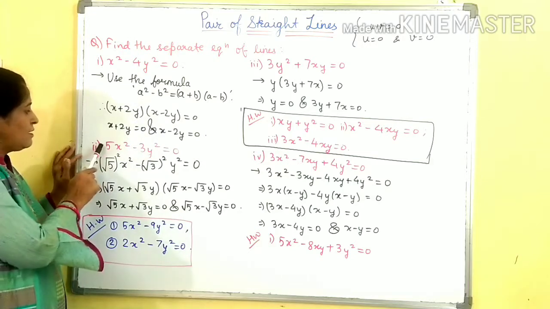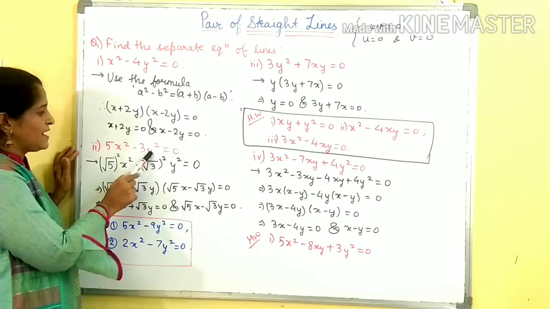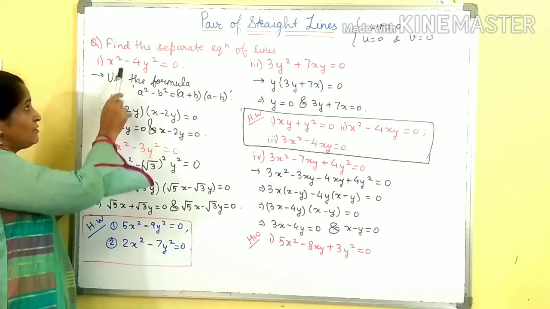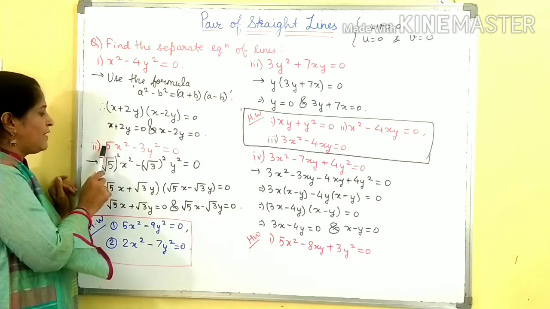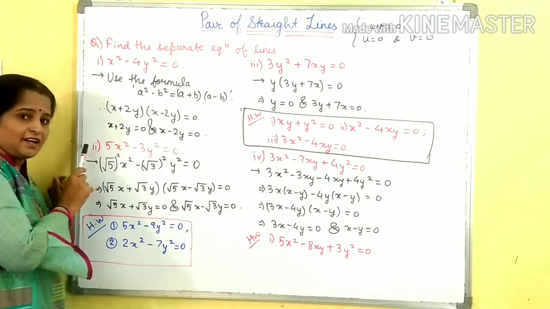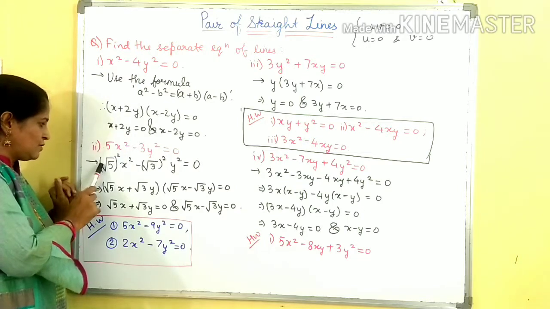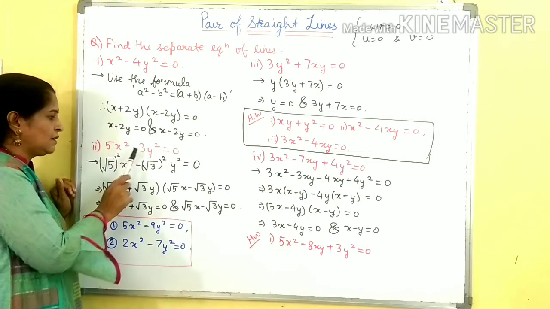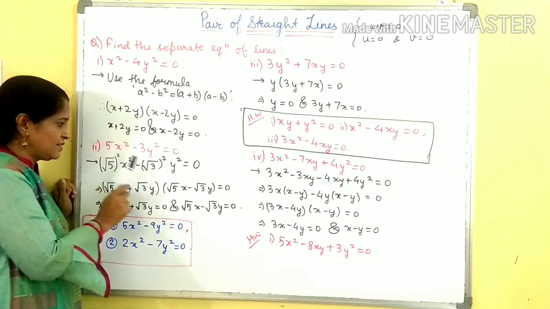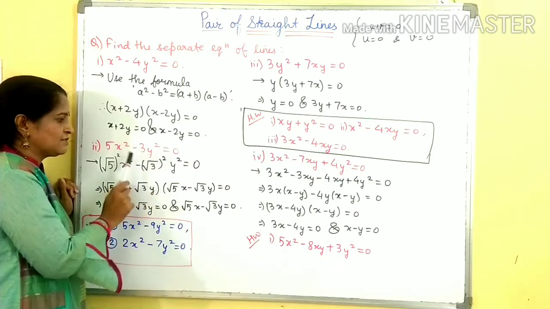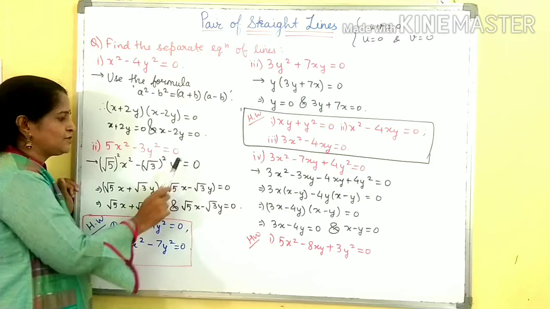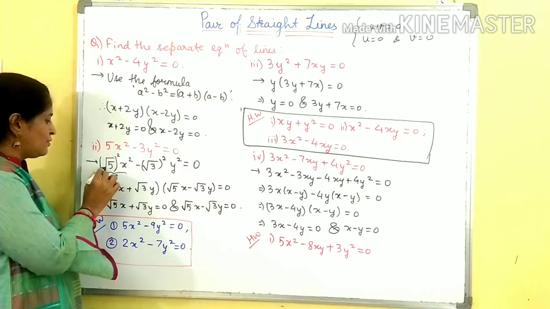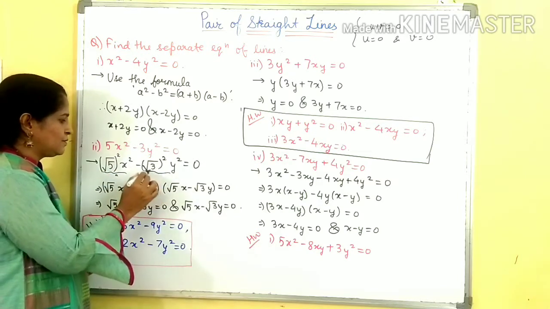Second example, 5x square minus 3y square is equal to 0. Again this is an example of the same type. 5 is not a complete square, so we write it as root 5 square into x square minus 3 is again not a complete square, so we write it as root 3 square into y square is equal to 0. That is, we get a as root 5x and b as root 3y.